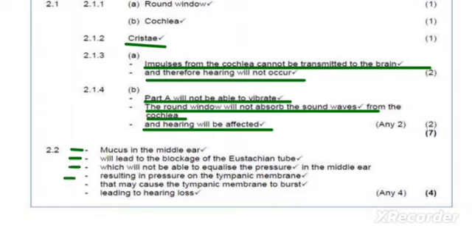So what you're going to do now, if you were not able to answer this question, you're going to learn about middle ear infections from what? From your study guide or from your textbook.